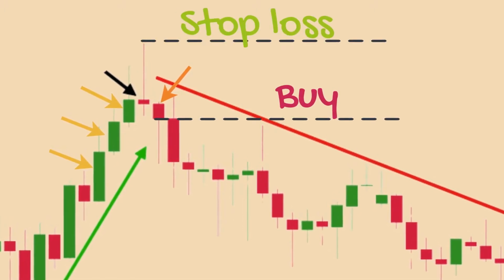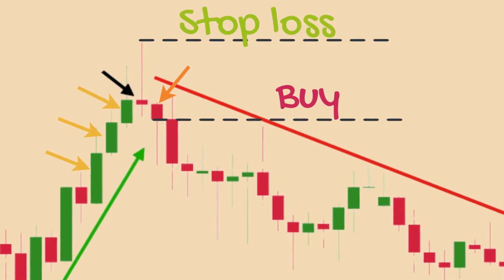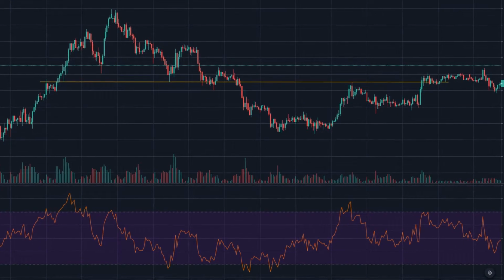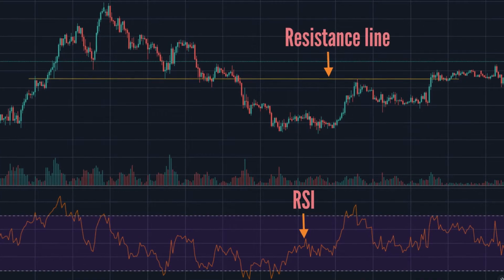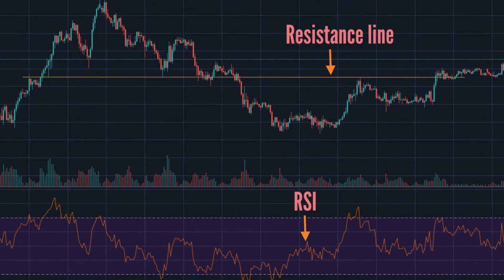Place a stop-loss order above the top of the shooting star. Combine with other technical analysis such as RSI or a resistance line. The shooting star candlestick should never be viewed in isolation.